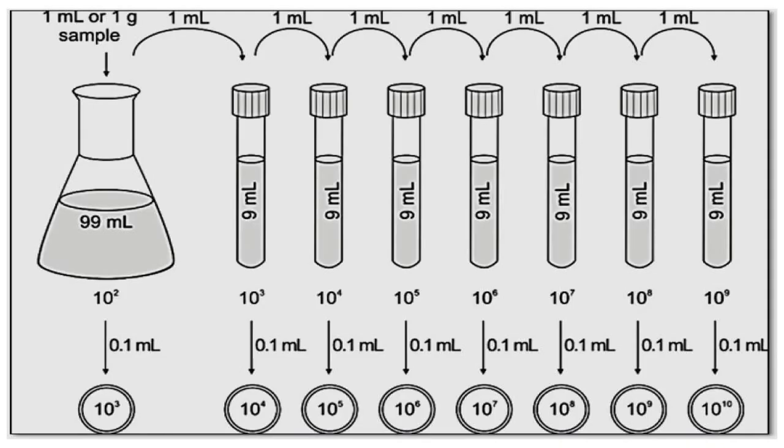Whereas, in the serial dilution method, bacterial samples are diluted 10 times, by adding 1 milliliter, or 1 gram, of bacterial sample to 99 milliliters of distilled water, as mentioned inside the slide.